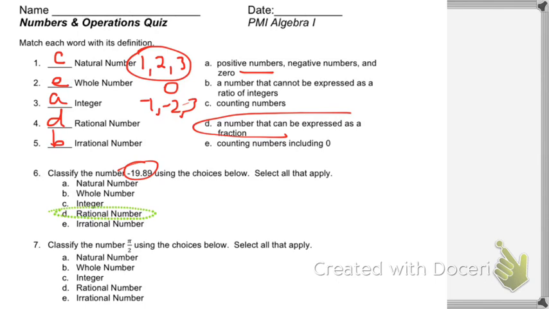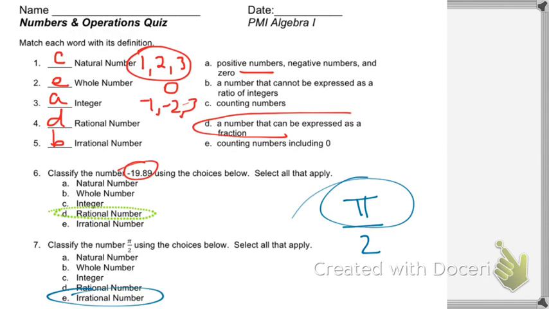And the last one on this slide here, classify pi over 2. Well, pi is irrational. If I take an irrational number, this decimal that never ends, divided by 2, I get half of a decimal that never ends. So it's still going to be irrational.